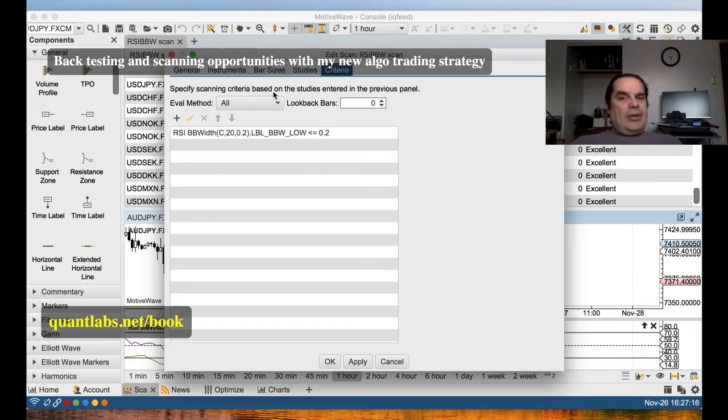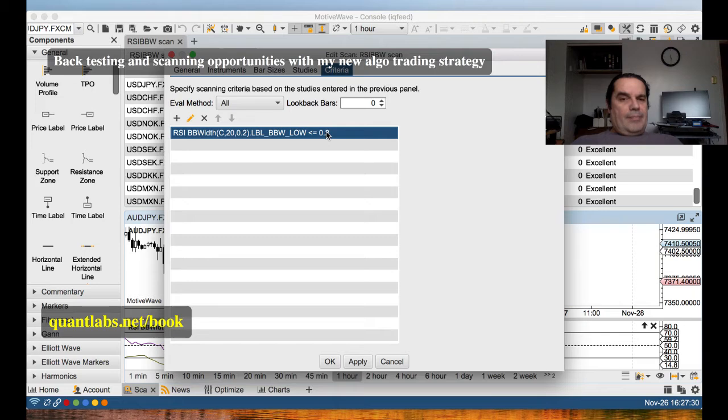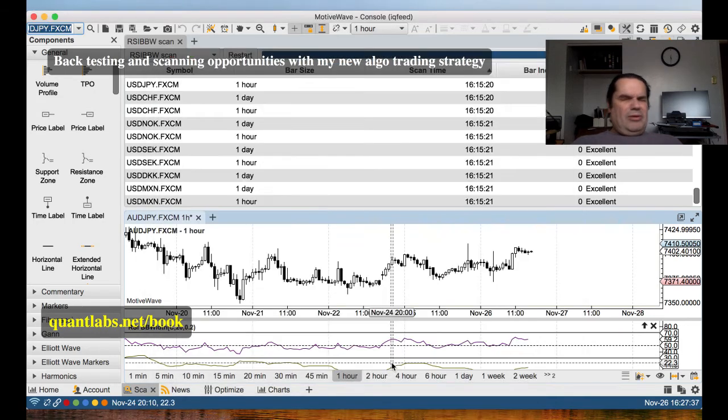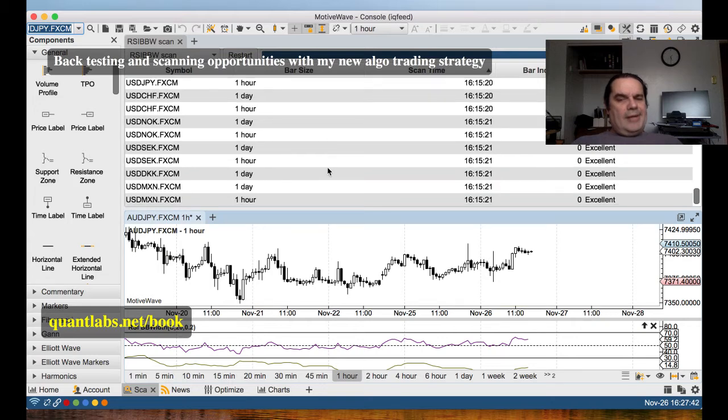So far, as I said, the criteria here is that your BB low band, that BBW, has to be less than 0.2%. So you can modify that as you play around with this particular indicator. It's pretty powerful. Nice thing about MotiveWave, it's all there for you. All the plumbing's available instead of having to play around and screw around with things. So here's our excellent opportunities.